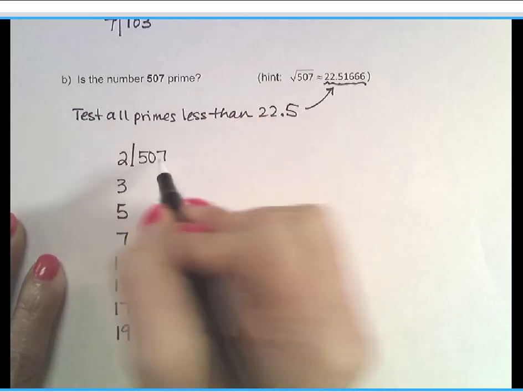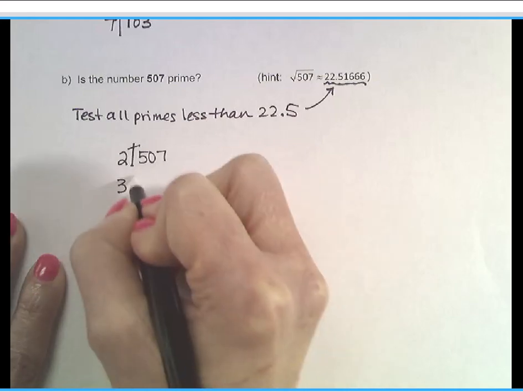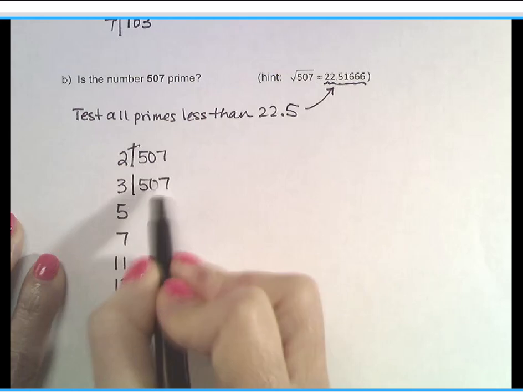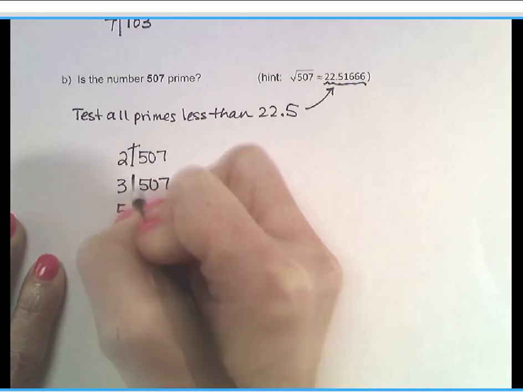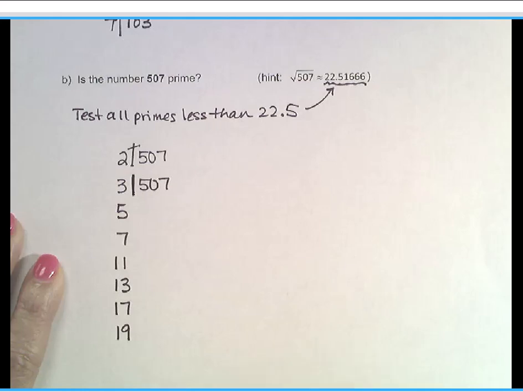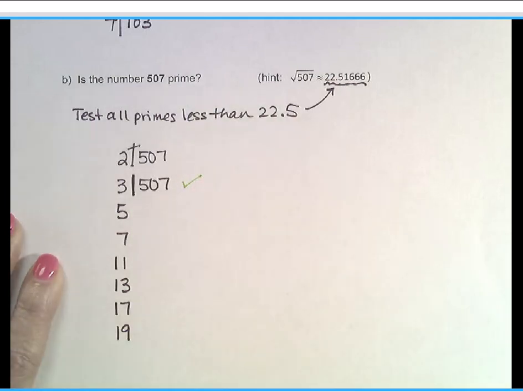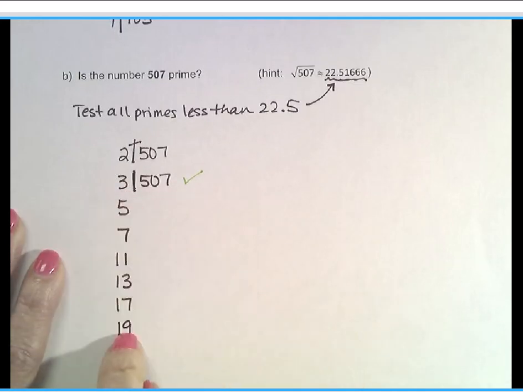So does 2 divide 507? No, that's odd. Does 3 divide 507? Well, let's look at the sum of the digits. 5 plus 0 plus 7 is 12. Oh, 3 actually divides 507. Which means, since 3 divides into 507, 507 can't be prime. There's no way. So I could stop right here. At least I've shown you which numbers I'm going to test. But this one's going to be composite.